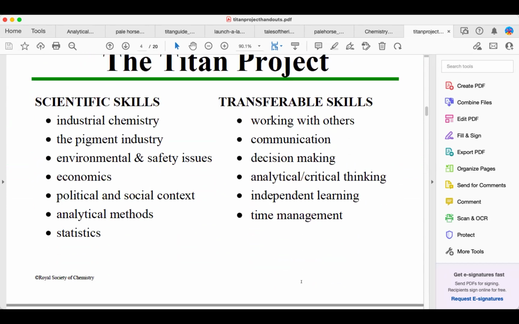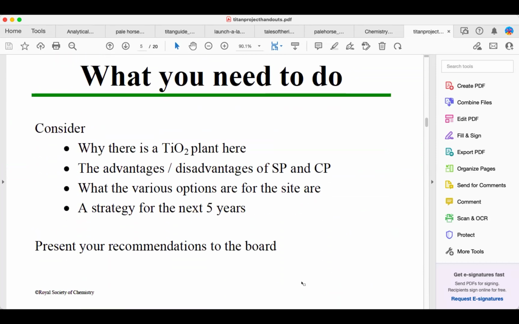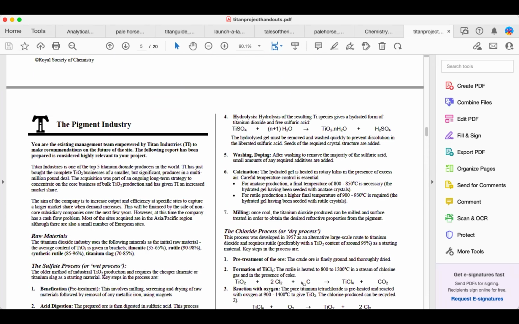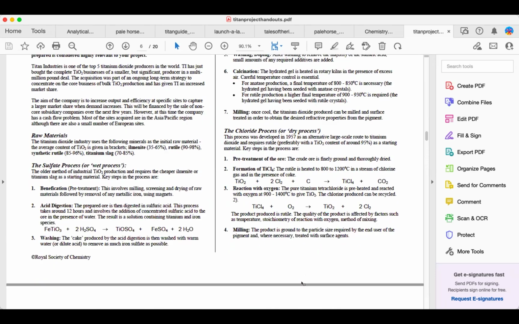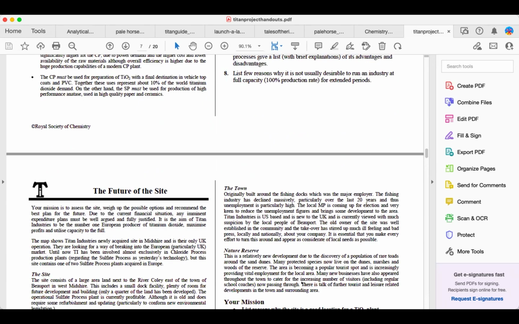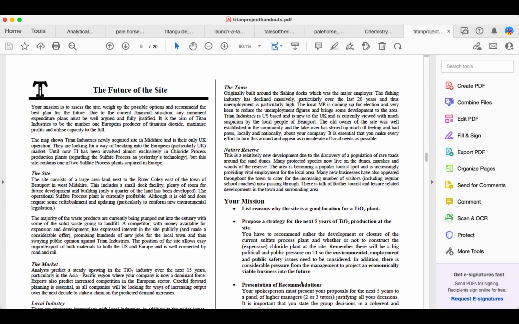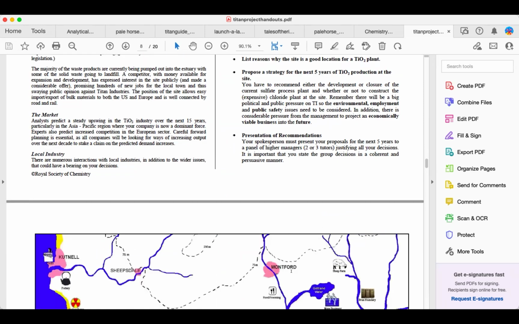Working with others, okay, political. What you need to do is consider, okay, the same thing. All right. This is the information on the TiO2 plant. Okay, you can see this is your mission. This reason why the site is good location for TiO2. Propose a strategy and presentation recommendation. There is another one that you need to do.